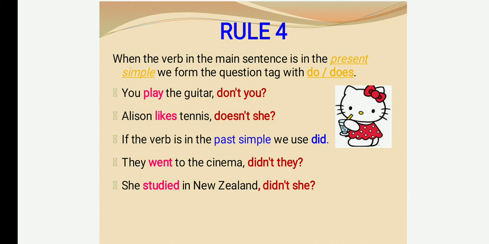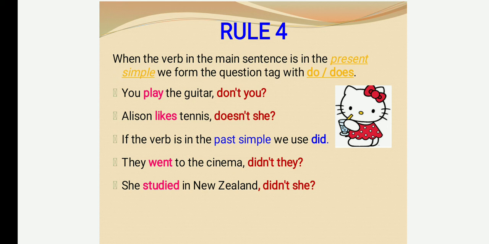If we don't find any s or es along with the verb, you also have to check whether the subject is singular or plural. As per that, you have to use the helping verb do or does. Here we have the pronoun you, so we have to write the helping verb do. The sentence is affirmative, so we have to use the negative word not. Don't you. Alison likes. The verb like takes the plural form by adding s.